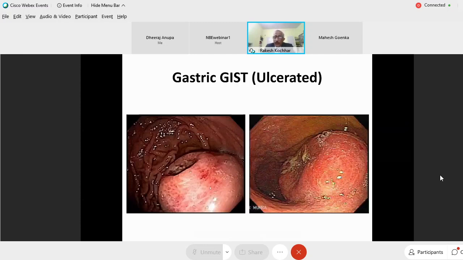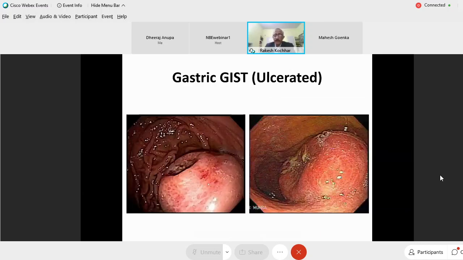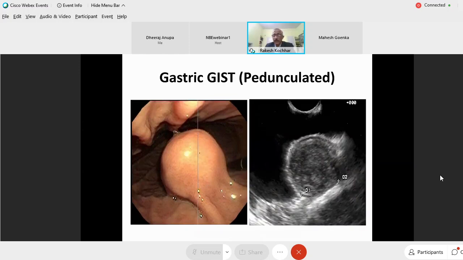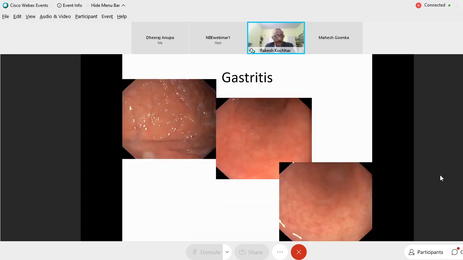Then another polypoidal lesion can be a gastrointestinal stromal tumor. This is the classical appearance, a volcano ulcer. But other stromal tumors may be without an ulcer, and this was flat or sessile, there is a peduncle. So you need an endoscopic ultrasound to define the subepithelial or submucosal lesions, and you cannot make a diagnosis only on white light endoscopy.